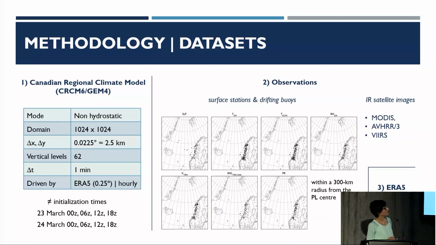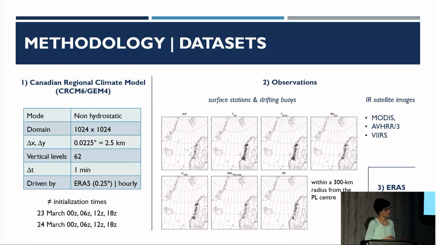First, regarding the data sets I used, I conducted simulations with the Canadian regional climate model in non-hydrostatic mode with a time step of 1 minute, and the model has 62 vertical levels and a grid spacing of 2.5 kilometers. And I did an ensemble of 8 simulations in total, started on the 23rd of March every 6 hours. So the model is the same, I'm just initializing it at different times.